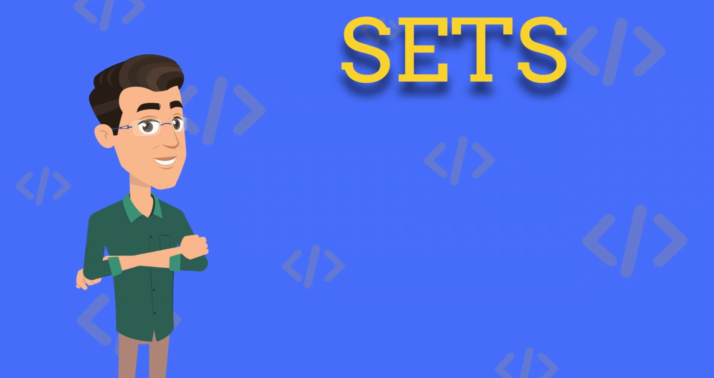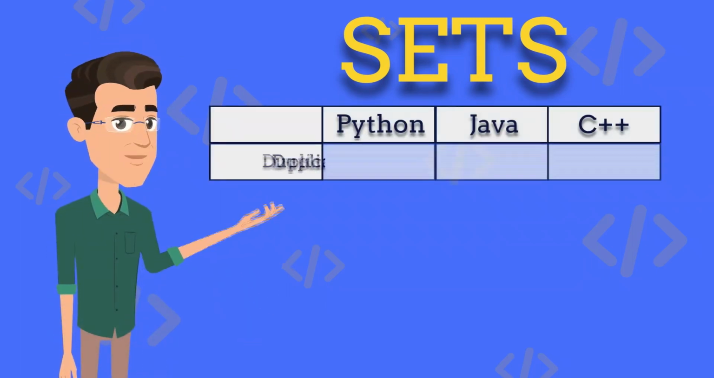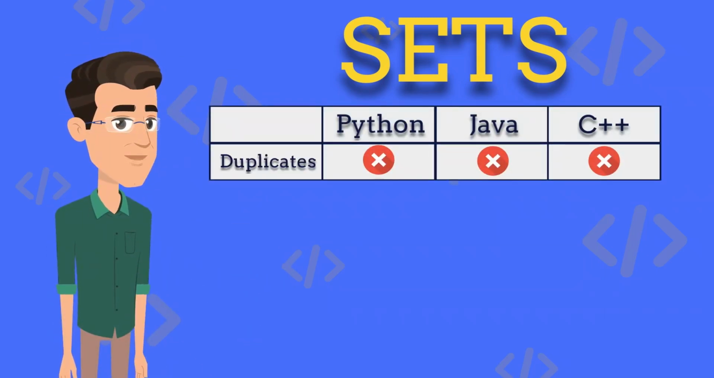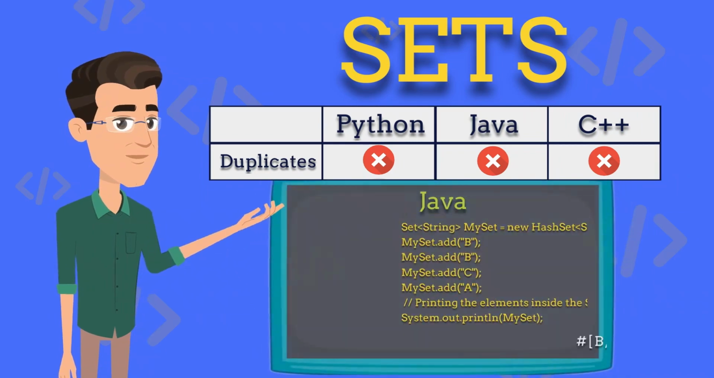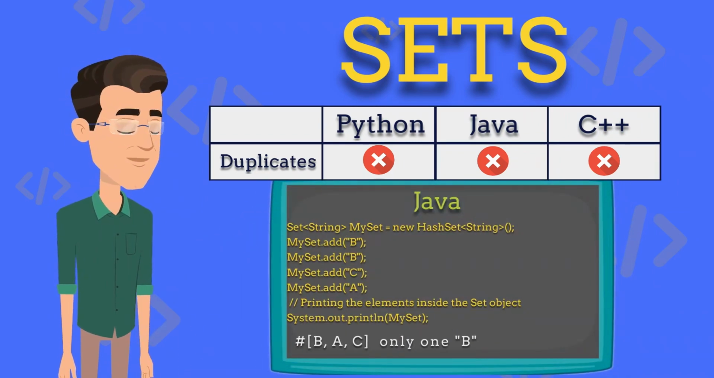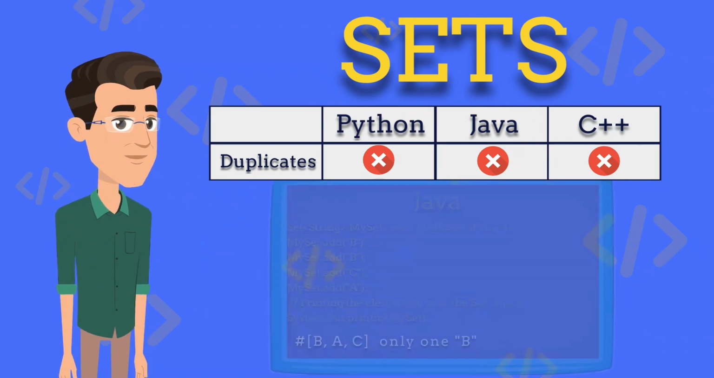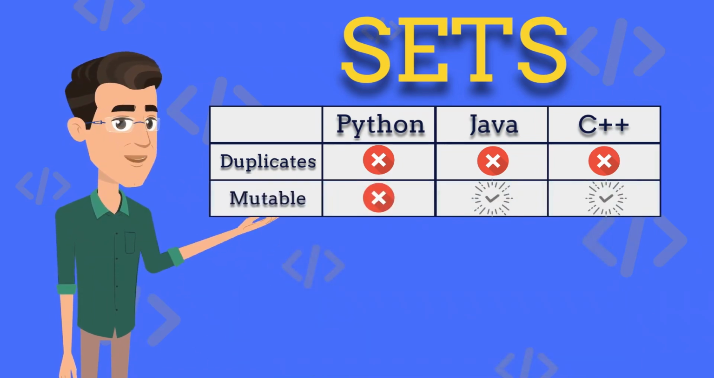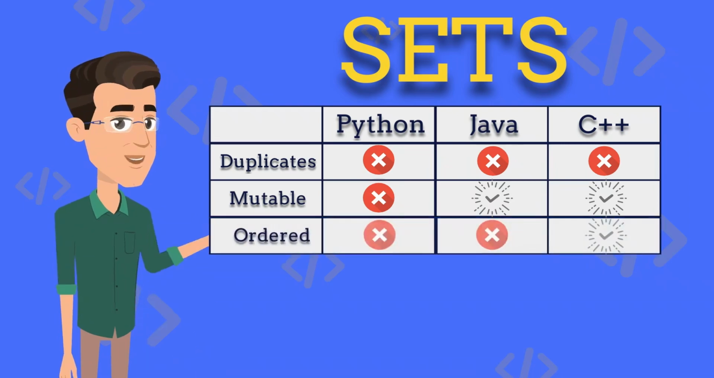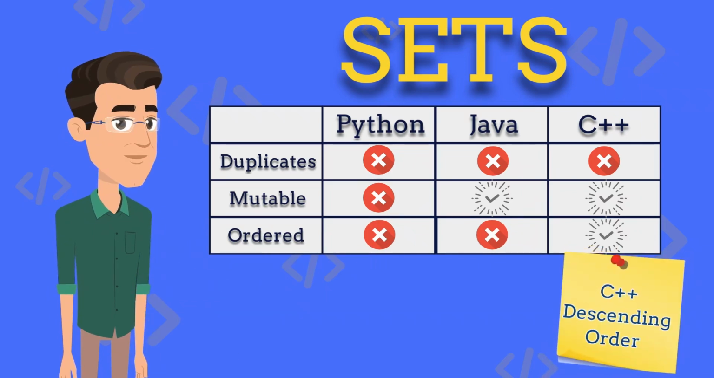The next collection we will cover is sets. The main detail that sets have in common in all three languages is that duplicates are not allowed. And even if you try and add one, the duplicate will be ignored. Unlike in Java and C++, in Python, sets cannot be altered after creation. Sets in Python and Java are unordered, meaning that their order is random. In C++, a set's default order is ascending.